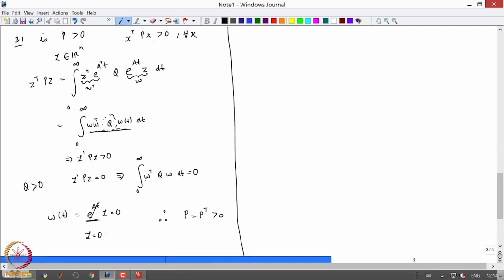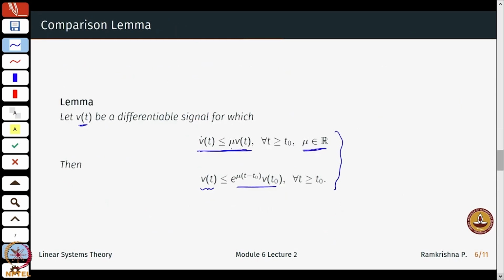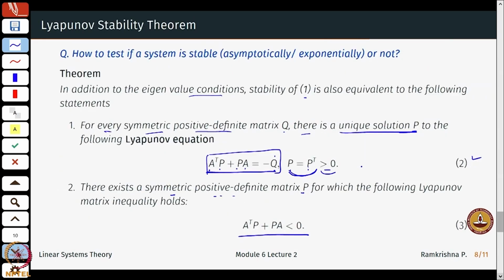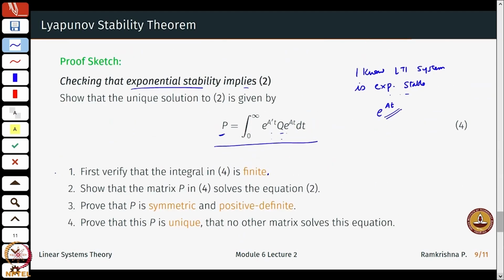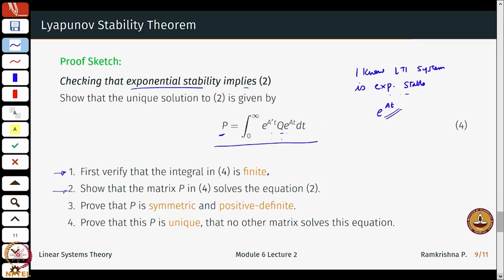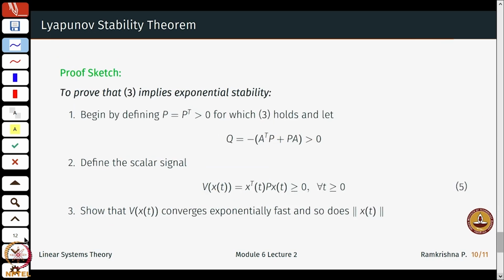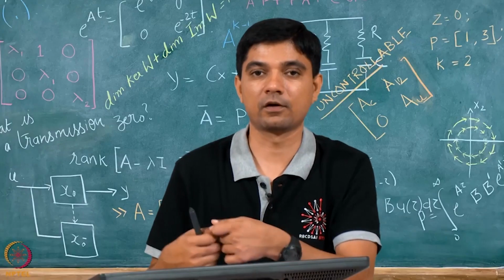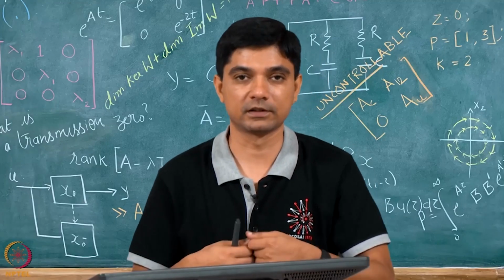right. So, we are done now with these properties in this step. So, I just verified that the integral is finite. Not only that, I also showed that P solves equation 2, right, which was essentially this equation. Third step, I proved that P is symmetric and it is also positive definite. Last one is to show that this P is actually unique, that you cannot have some other P1 or P2 or P prime which solves this equation.